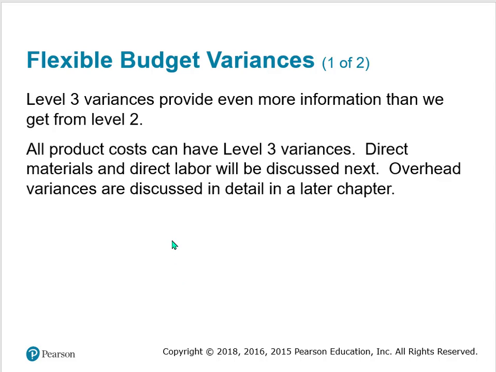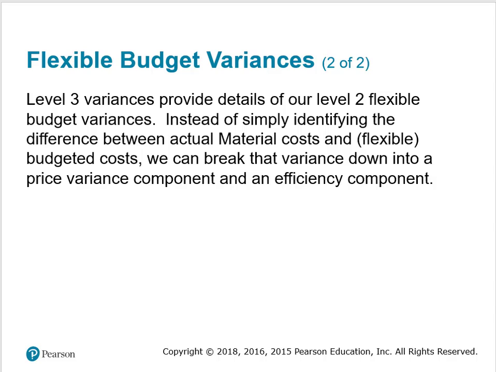The sales volume variance is the difference between the flexible budget amount and the corresponding static budget amount. Now, the flexible budget variance is the difference between the actual result and the flexible budget. So it's actual and flexible; we're over on the left side of that chart. So now let's take a closer look at flexible budget variances.